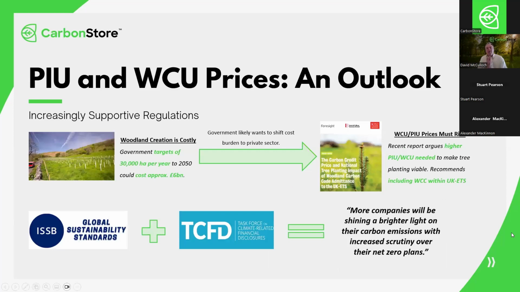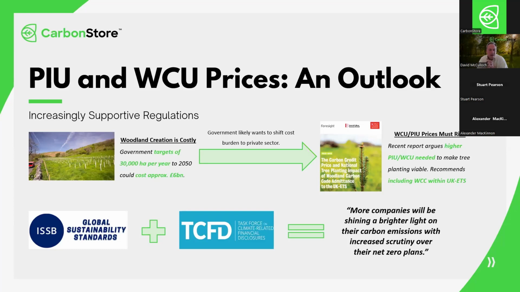So to conclude the presentation, I'd just like to offer some thoughts on the future direction of PIU and WCU prices. Woodland creation is an expensive undertaking, and it can cost up to £8,000 per hectare once the opportunity costs of the previous land use are considered. So this means the costs of the UK's woodland creation targets of 30,000 a year are approaching £6 billion. And the government, not surprisingly, is probably keen to shift the burden of those costs onto the private sector.